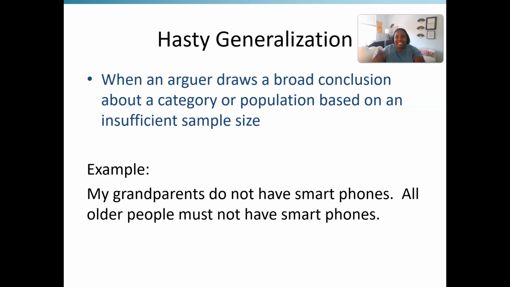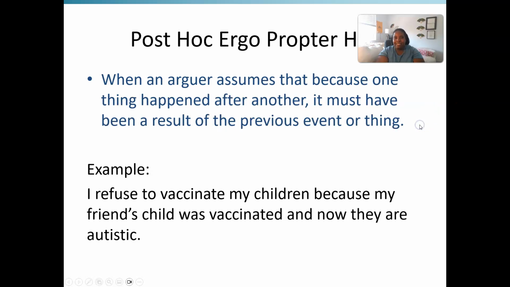And then we have a hasty generalization. So that's when an arguer draws a broad conclusion about a category or population based on a small or insufficient sample size. So my grandparents don't have smartphones, so all old people must not have smartphones. And we know that's not true because, of course, define old, right? But then also, I know two people in their 80s that use their smartphones. And then I know younger people who decide, hey, I'm not using a smartphone because I don't want to be distracted with my phone anymore. So you want to make sure not to make generalizations based on a small sample size.